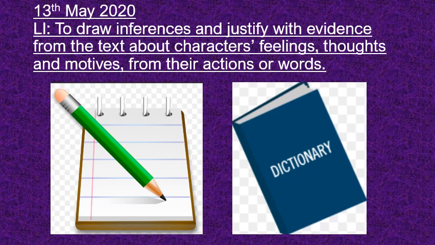You'll need to pause here before you get to write your learning intention and date. So you'll need to get paper, pencil or pen and the dictionary. And our learning intention is to draw inferences and justify with evidence from the text about characters' feelings, thoughts and motives from their actions or words. Pause while you get that together and neatly write it down and underline it.